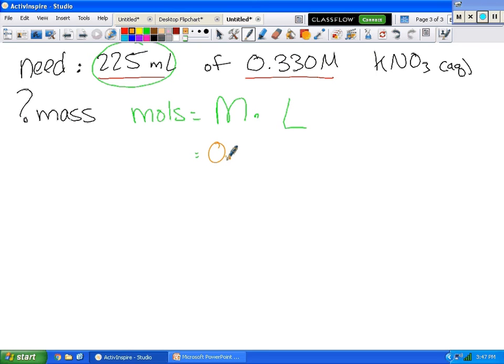Milliliters times millimoles would equal moles. No, milliliters times millimoles would equal millimolarity would equal moles, I think. I see. That's why I don't like it. I hate it.